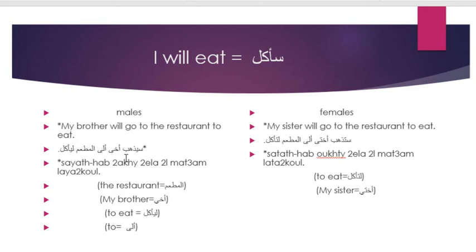سيذهب أخي إلى المطعم ليأكل. ياء because I'm talking about a male. ياء for males and تاء for females. سيذهب: seen is equal will. سيذهب أخي, my brother.